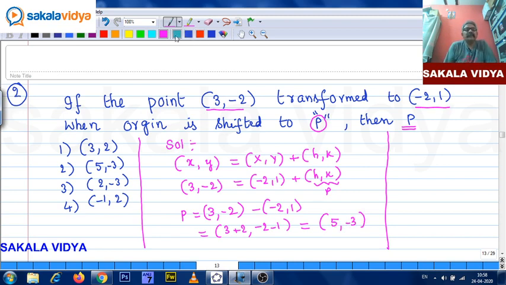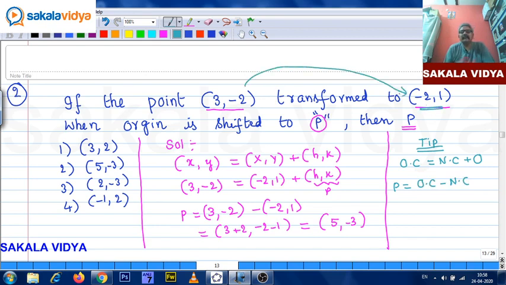Or the easy method. Let us proceed with the tip. What is the tip? OC, original coordinates, is equal to new coordinates plus origin. So the origin is P, and P is equal to old coordinates minus new coordinates. That means you need to subtract this one from this one. So we get (3 + 2, -2 - 1). The answer is (5, -3). So the second option is the right option. These are the old original coordinates, this is the new coordinates, and this is the origin. We need to find the origin.